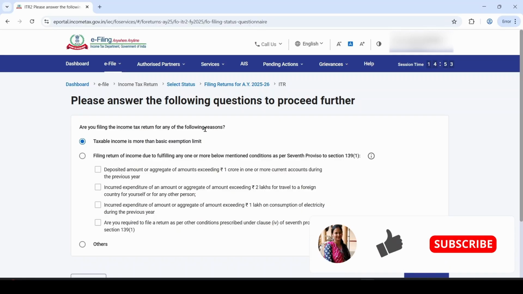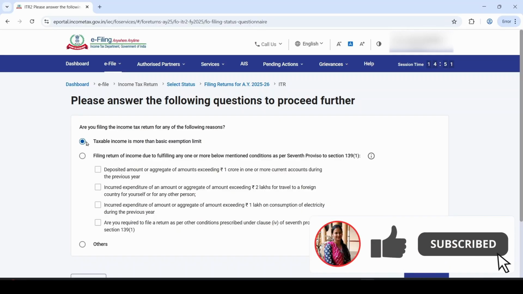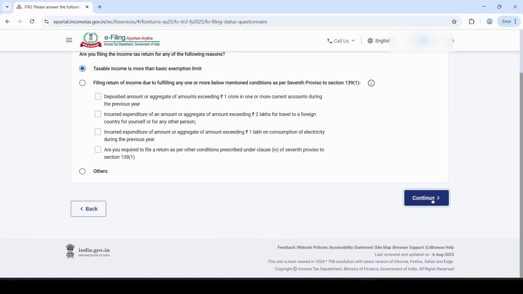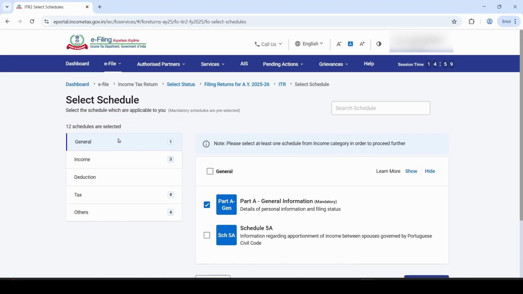Here we need to provide the reason for filing. So I am selecting the first one, taxable income is more than basic exemption limit. You select the appropriate reason based on your applicability. Click on continue. Now we need to select schedules. Here I am going to select schedules based on our foreign dividend income and foreign capital gain. I am not going to explain the complete ITR because I have already explained that in my previous video of ITR2 with foreign assets, and I have given the link in the description.